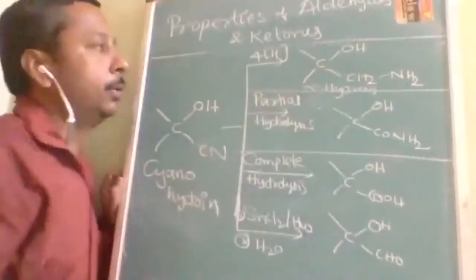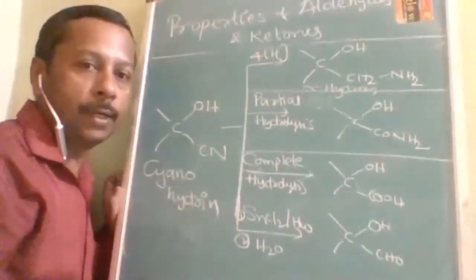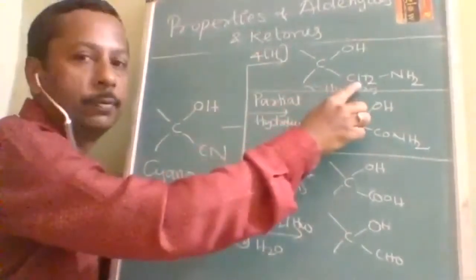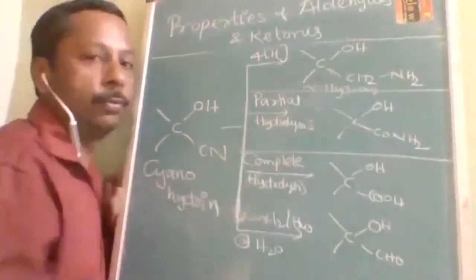So here, on reduction with 4 moles of hydrogen, 2 moles of hydrogen will go here to give CH2, and 2 moles of hydrogen will go here to give NH2.